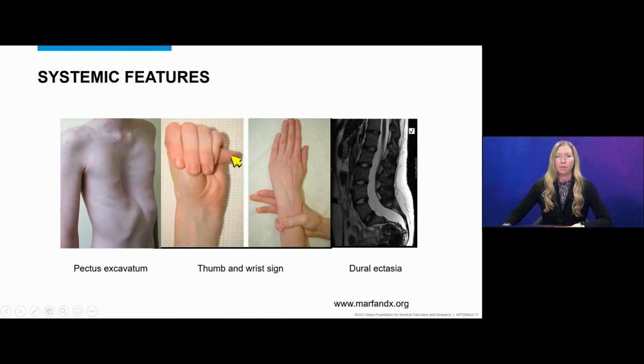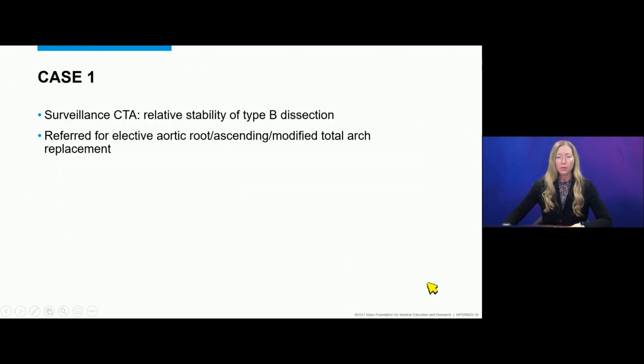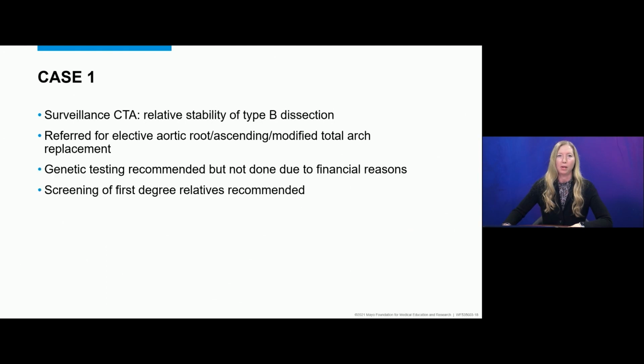This is the thumb sign. This is the wrist sign. This is the sacral dural ectasia. So basically, you just go through with your patient and you add all of these up. And if your score is greater than 7 and you have an abnormal aorta, then that meets criteria for Marfan syndrome. So in the patient I presented to you, the type B dissection was stable, but he had a significantly dilated aortic root in the setting of Marfan syndrome, so we referred him on for elective surgery.